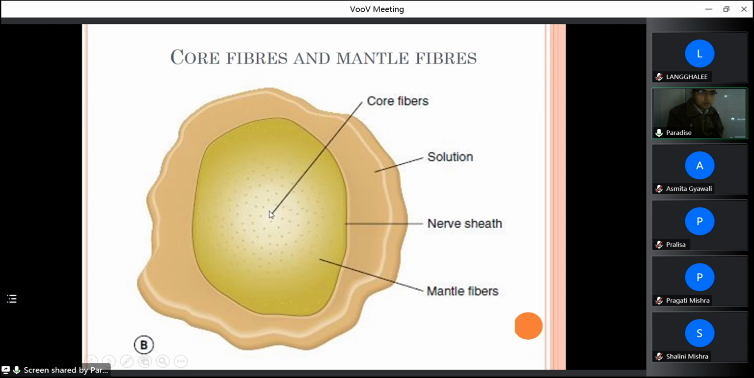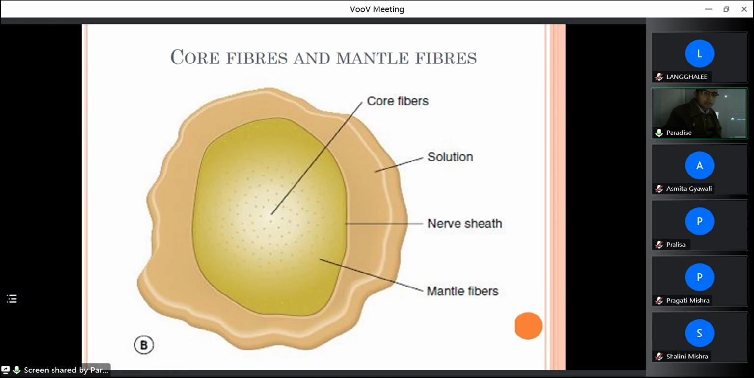As compared to the core fibers, a sufficient amount of local anesthetic solution could not reach the center. The nerve which is present in the periphery will get a sufficient amount of local anesthesia, and the nerve which is present in the central region will not get a sufficient amount of local anesthetic solution. So what happens? The nerves present in the peripheral region will be blocked, and the nerve fibers present in the central region will not be blocked.